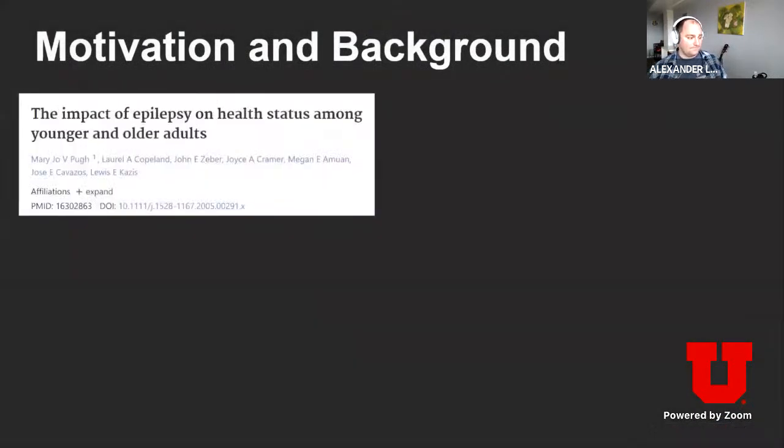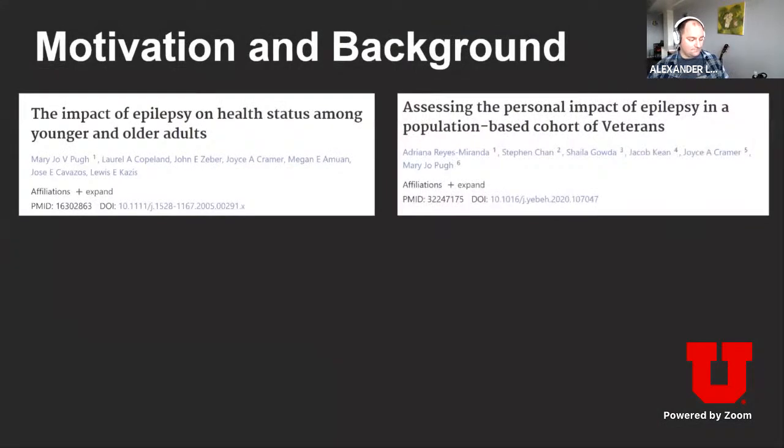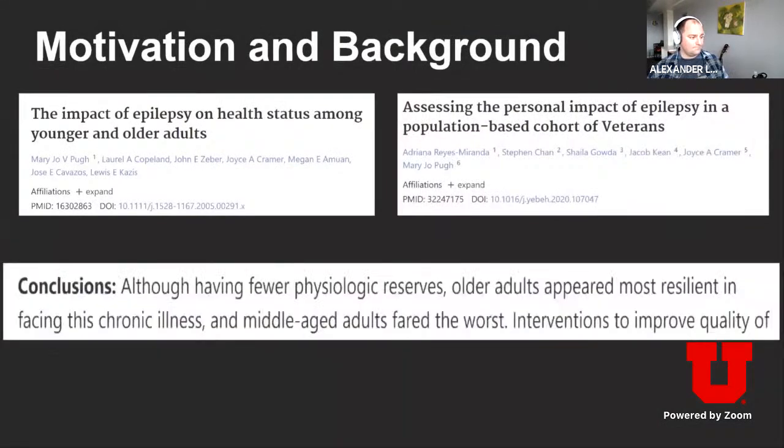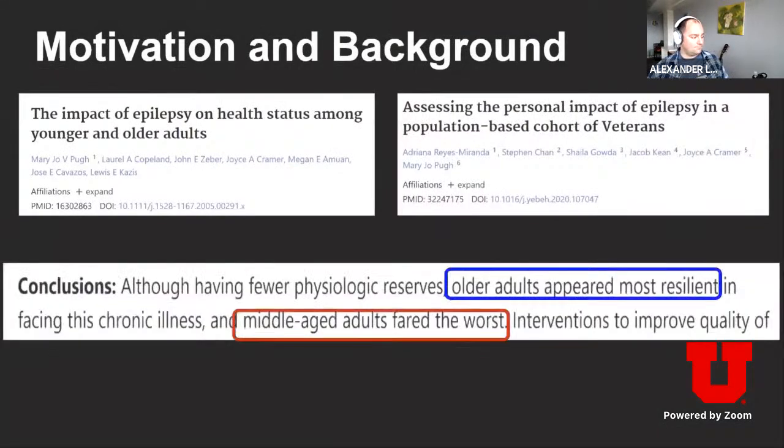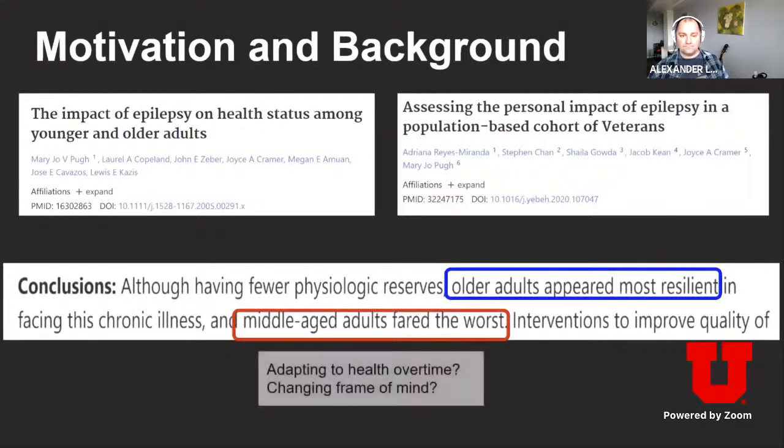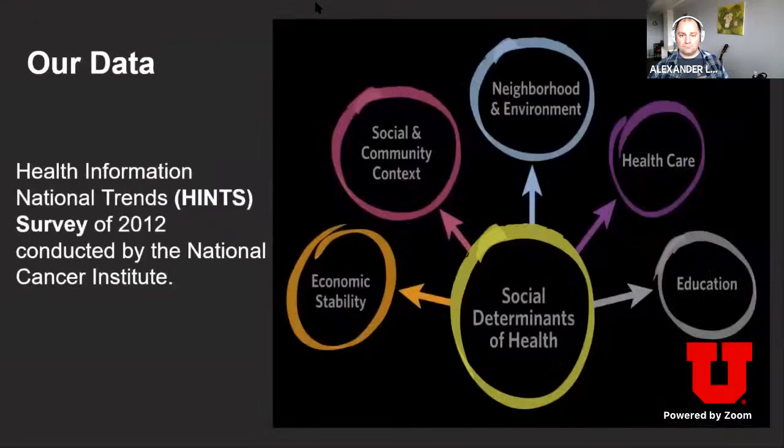Observed pattern in the health status literature: while older adults with epilepsy are more resilient in facing chronic illness, and middle-aged adults fare the worst, as measured by self-reported health status. We wanted to study this pattern and investigate the role social determinants of health play in this. To do so, we use the data from the HINTS survey, which is conducted by the National Cancer Institute and collects data on how Americans consume information related to cancer. The data includes over 350 variables and 3,500 respondents.